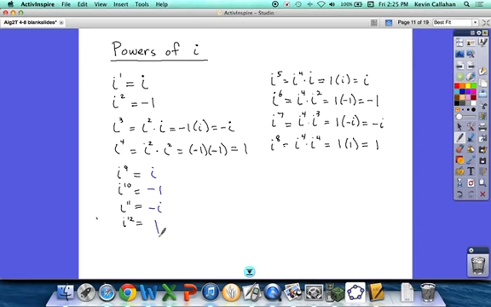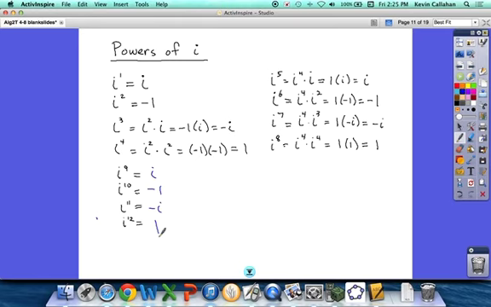So what you know is a pattern here. Every time you raise i to a multiple of 4, it's 1. So just make it up: i to the 32nd, 1, because 32 is a multiple of 4. If you raise it to an even power which is not a multiple of 4, it's negative 1. So i to the 50th: 50 is not divisible by 4, but it is even, so negative 1.